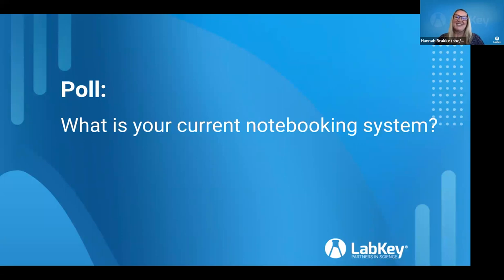And so I want to have some interactivity here. We're going to set up a poll around what your current notebooking system is. I think we made this one multiple choice, so feel free to add in as many as you can. I know a lot of people have mixed responses here, and we'll take a look at those in a couple of minutes.